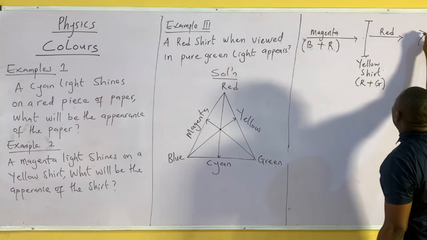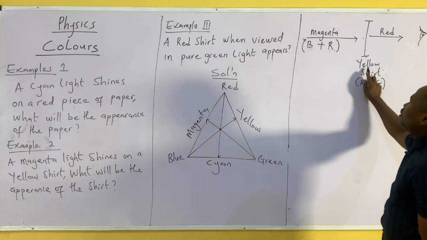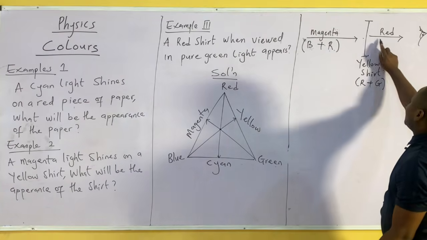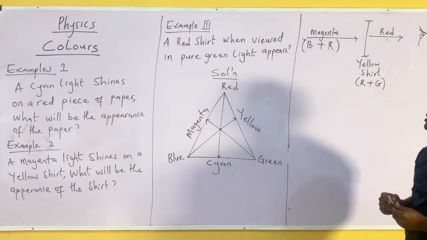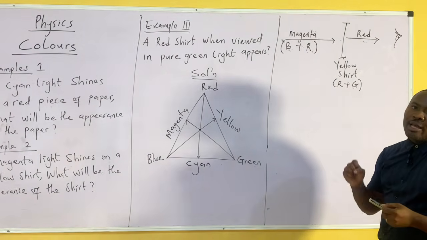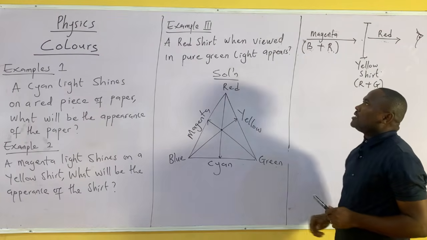So the observer who looks will see a yellow shade that a magenta light was shone on as a red color. It will be red because it will reflect red. Remember, we see objects by the color they reflect. Now let's see example 3.